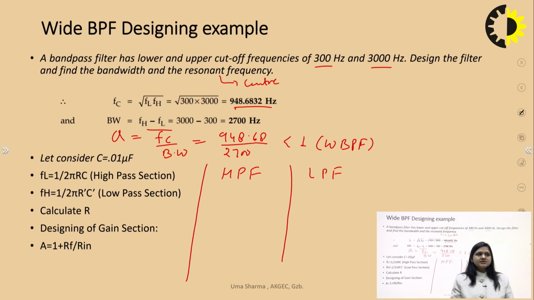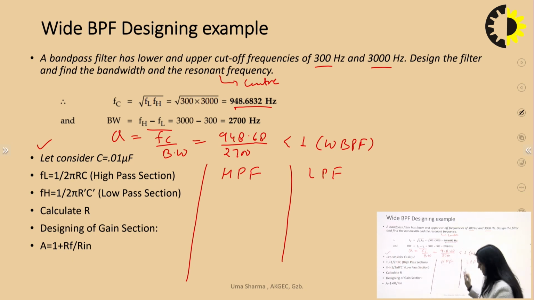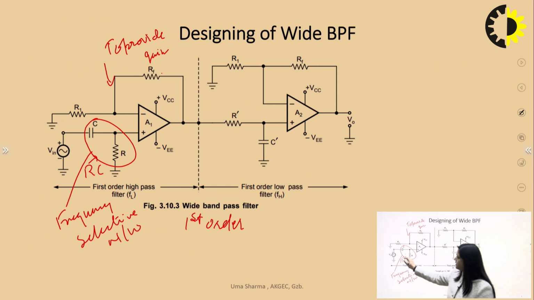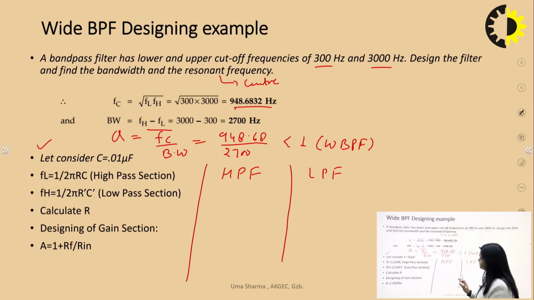So the first step is to consider the value of C, because designing means we have to find out the value of R and C for the high pass filter, and the value of R dash and C dash for the low pass filter. We also have to find out the value of RF and R1 for the low pass and high pass filter. Once we get all these values, then we can say the filter is designed. So based on these cutoff frequencies, we have to find the values of R, C, R1 and RF.